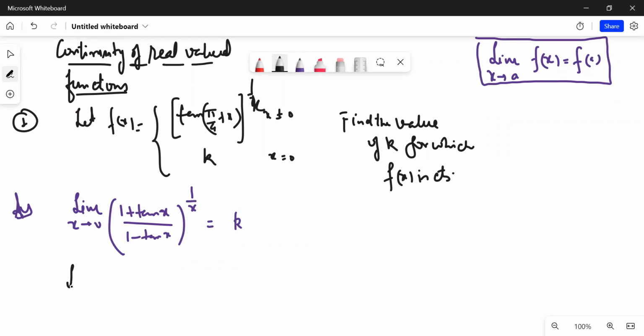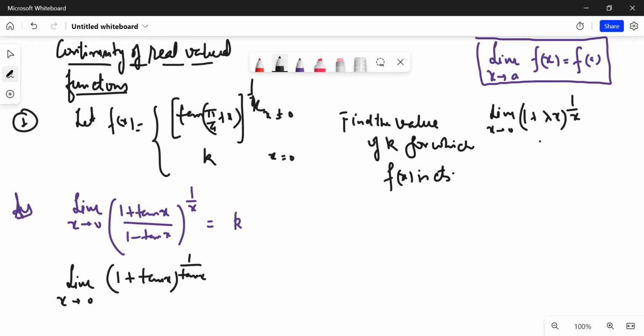So what I'll do, I'll try to find the limit x tends to 0, and I will simply write (1 plus tan x), and I'll take a power of 1 upon tan x. While I do so, see, here it is tan x, and as x tends to 0, this is going to 0, and 1 upon tan x goes to infinity. So if you remember one of the formulas that I wrote, that limit x tends to 0, (1 plus lambda x) raised to power 1 upon x is simply e raised to power lambda. So I'll do 1 upon tan x here.